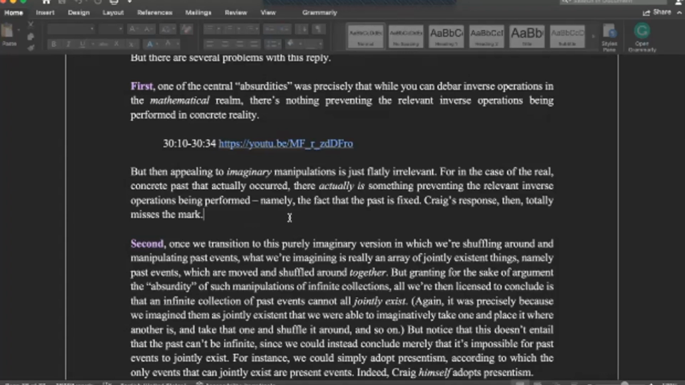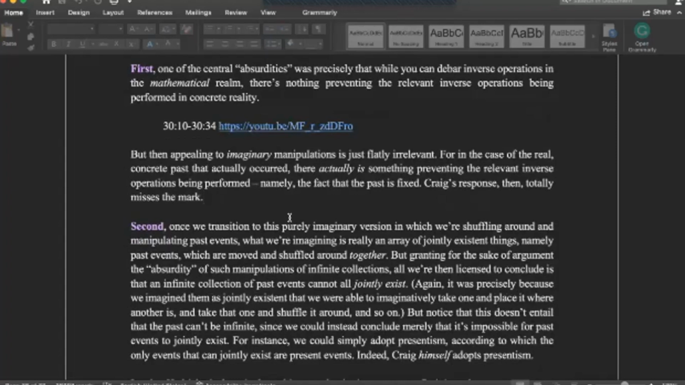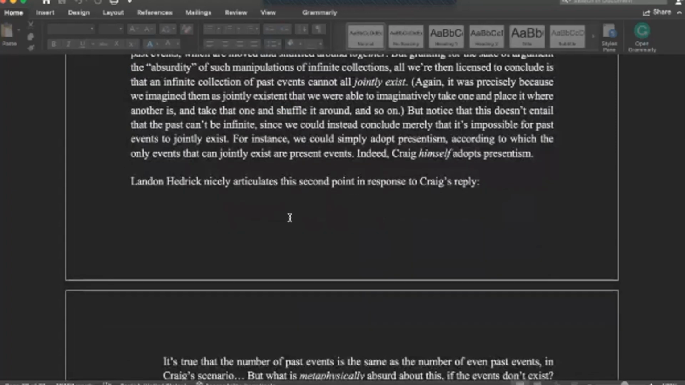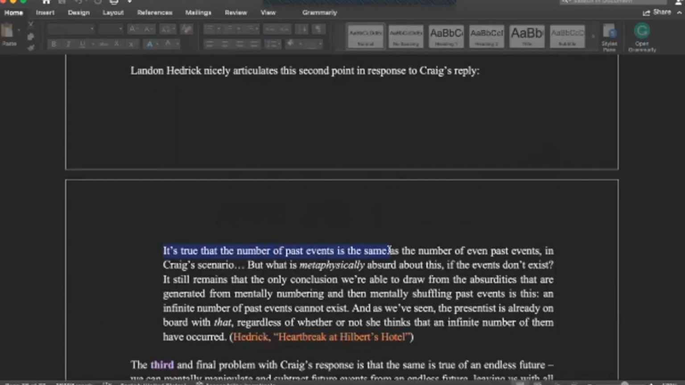For instance, we could simply adopt presentism, according to which the only events that can jointly exist are present events. Indeed, Craig himself is a presentist. Landon Hedrick nicely articulates this second point in response to Craig's reply. It's true that the number of past events is the same as the number of even past events in Craig's scenario, but what is metaphysically absurd about this if the events don't exist?